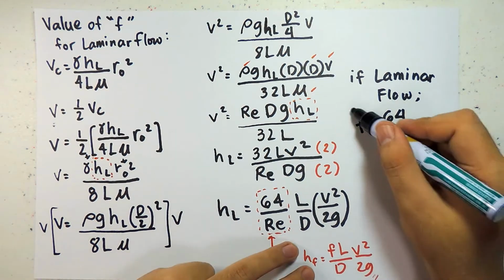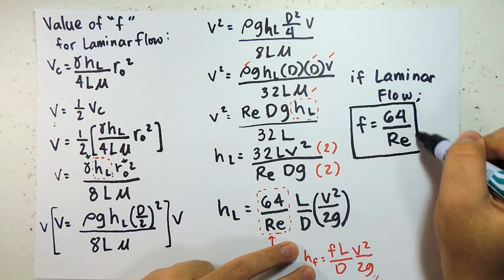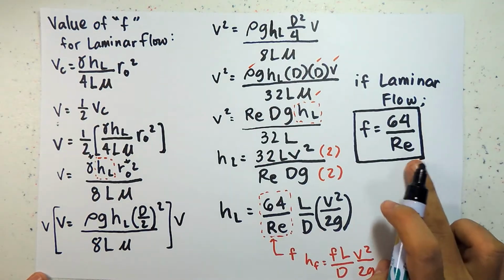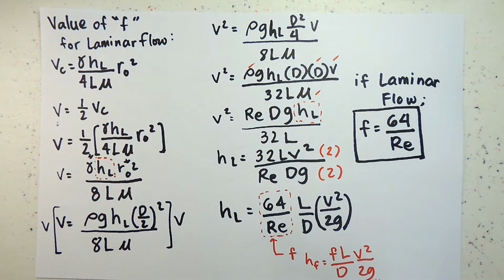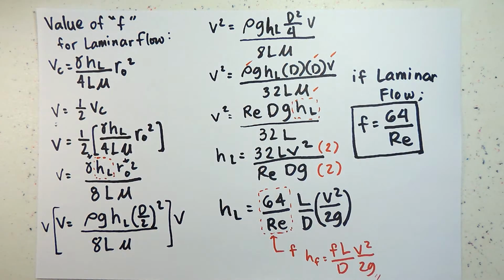So, ang conclusion natin, if laminar flow, then the value of F or the friction factor is 64 over Reynolds number. So ngayon, isunod naman natin yung formulas for F para naman sa turbulent flow.